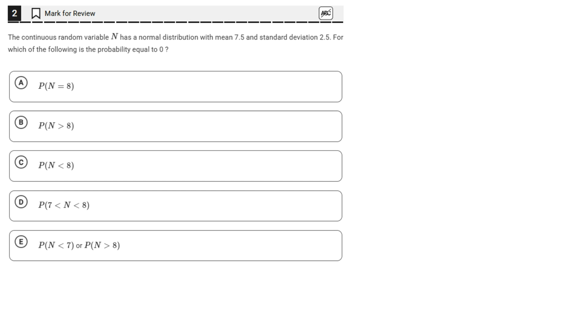A continuous variable n has a normal distribution, we need normal, with a mean of 7.5 and a standard deviation of 2.5. Which of the following is probably equal to 0? So this is that thing of a normal distribution having infinitely many values, wouldn't let me draw, infinitely many, and here's 7.5, that was terrible drawing. So we could have literally any number around that.